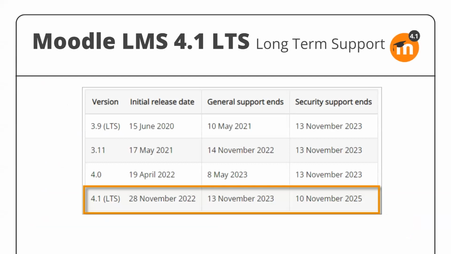So Moodle 4.1 is what we call a long-term support release. That means that after the general support that you get, if there are any bugs or problems, for 1 year, you will then get an extra 2 years of security support. So not just a minor problem of something not working, but an actual security issue, you have until November 2025 with Moodle 4.1. What you see here are the support dates for the other releases.